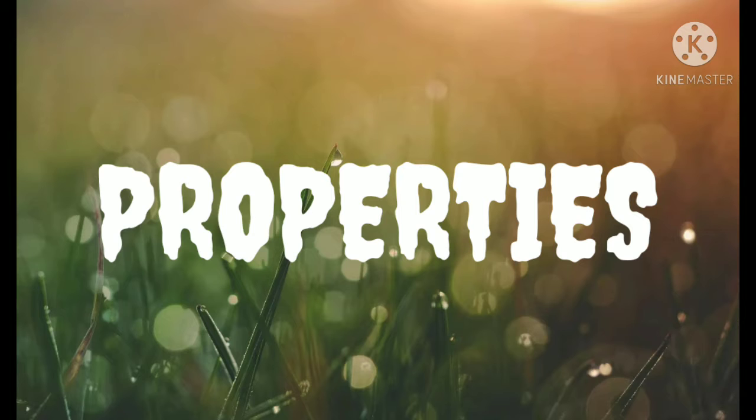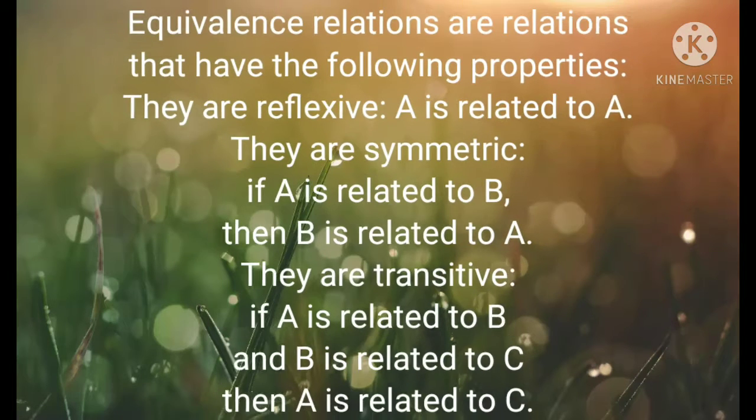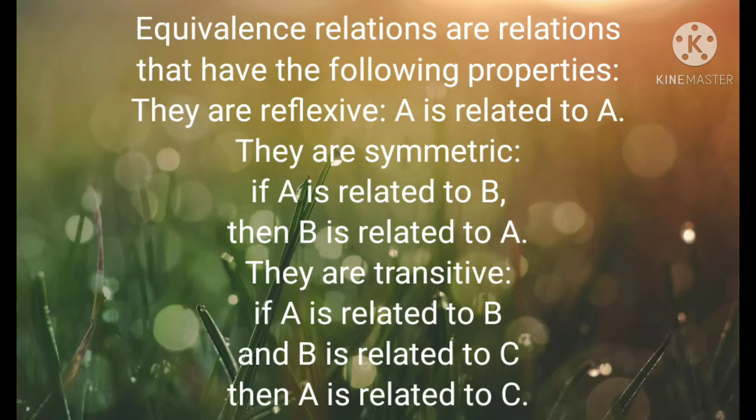Properties. Equivalence relations are relations that have the following properties. They are reflexive: A is related to A. They are symmetric: if A is related to B, then B is related to A. They are transitive: if A is related to B and B is related to C, then A is related to C.